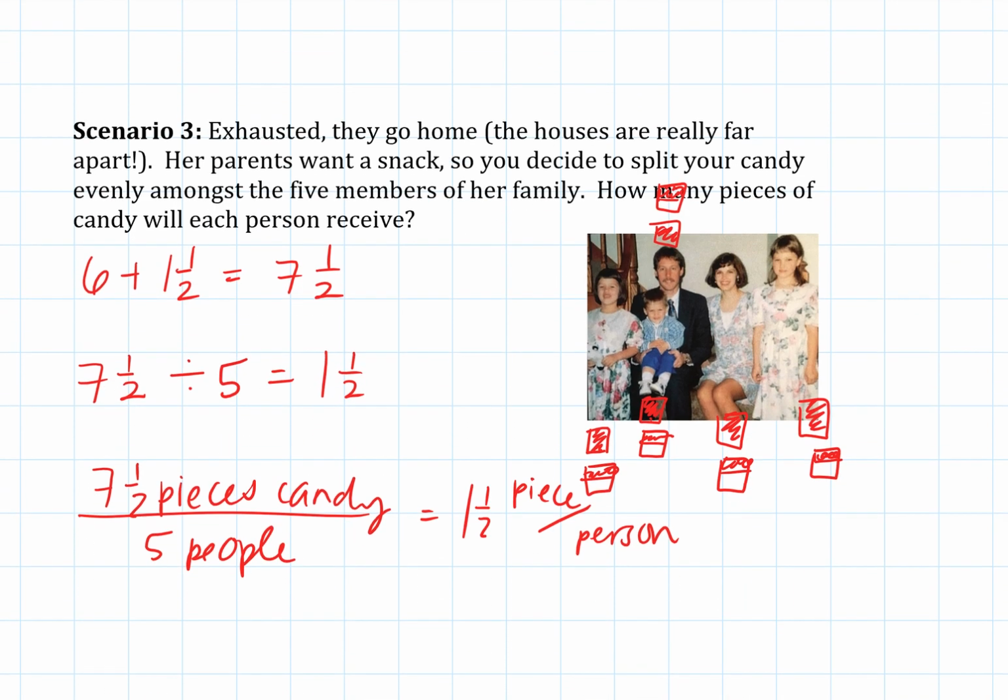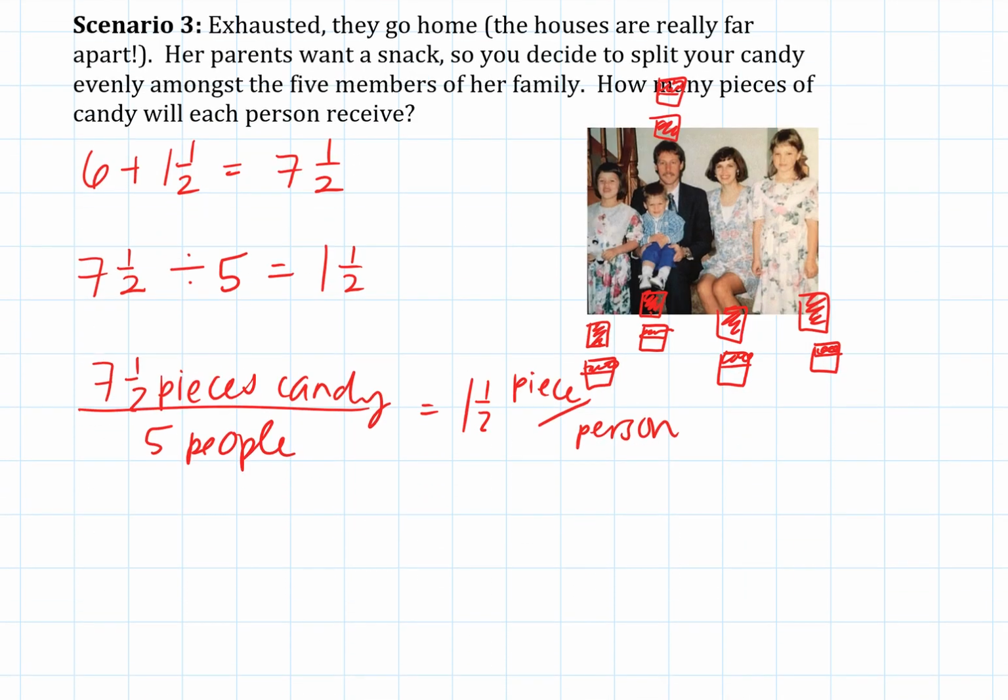And when I divided, I was just splitting into groups, right? Again, the 7.5 represents a number of pieces of candy. The 5 represents a number of people. So I can split them up without needing a common denominator because the 7.5 and the 5 have totally different units. One is a number of people, one is a number of pieces of candy.